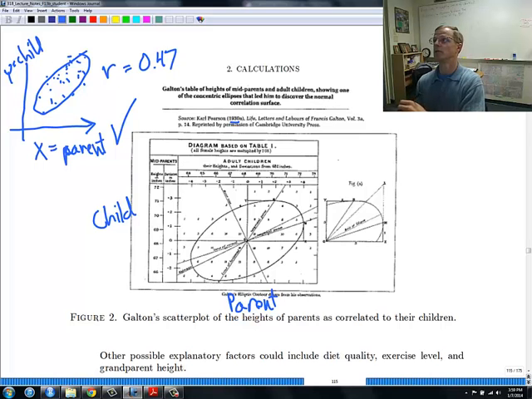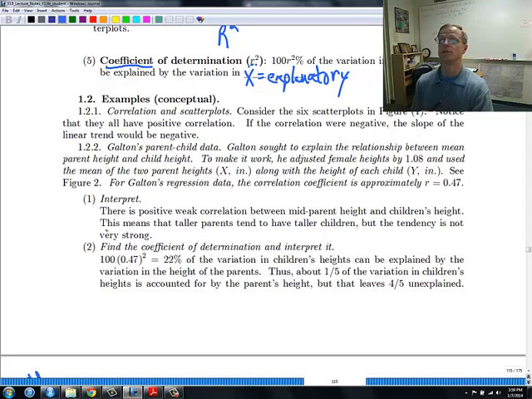Okay, so what do we get from a 0.47? Discussing it up here, 0.47 is going to give us positive but weak correlation between parents and children. And that's where we get our rule of thumb interpretation.